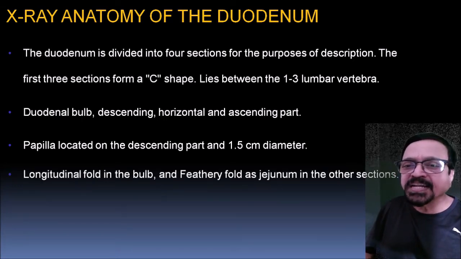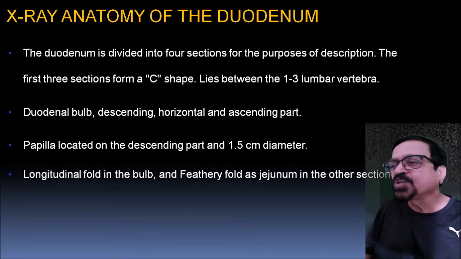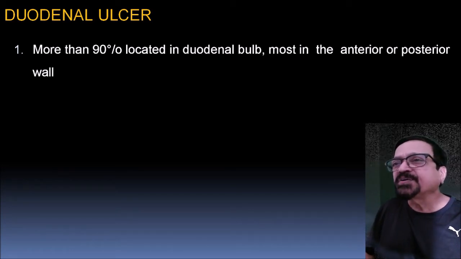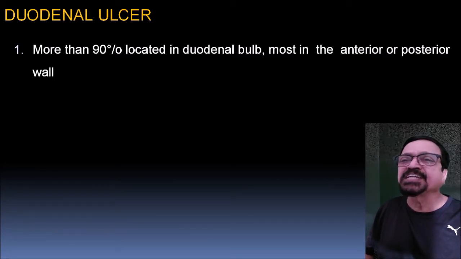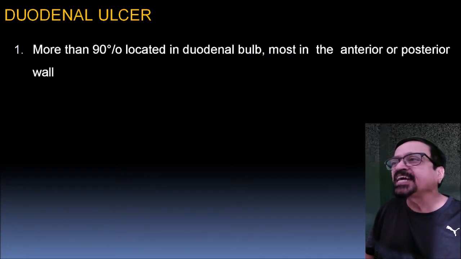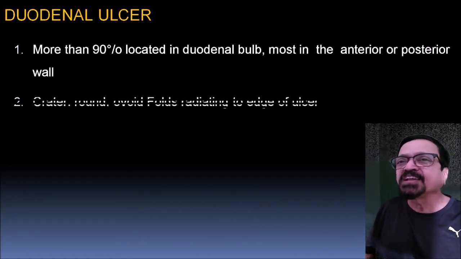Now a longitudinal fold in the bulb and a feathery fold, as in the jejunum, in the other sections will be seen. These are the appearances of the duodenum. More than 90% of duodenal ulcers are located in the duodenal bulb, that is the first part of the duodenum, and mostly on the anterior or posterior wall. Both can be visualized with well distended and well coated barium.